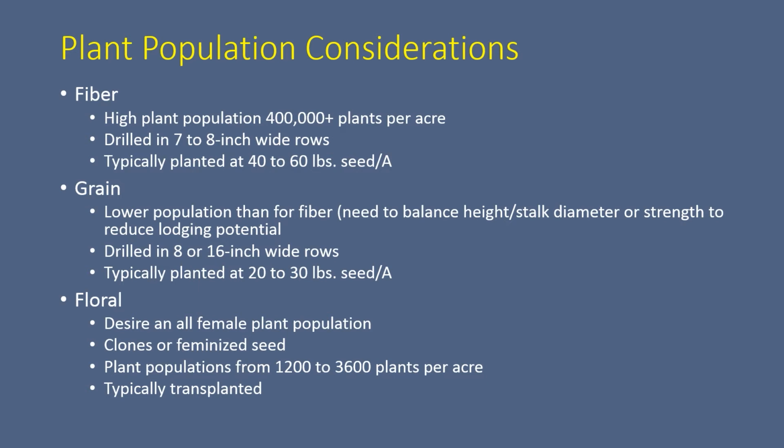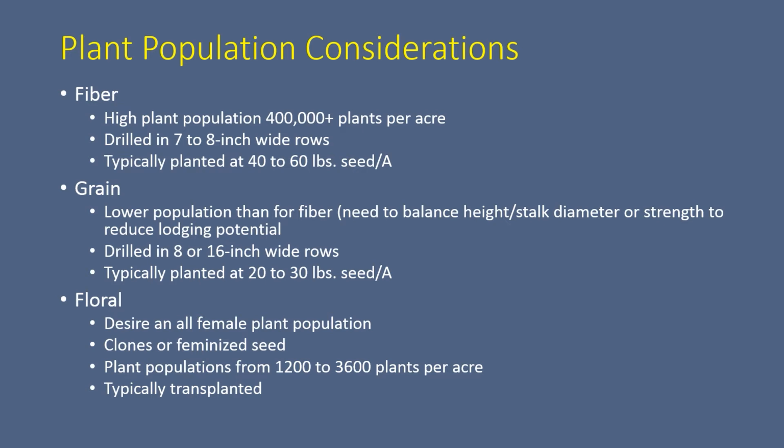So now that we've talked a little bit about how to measure it, let's talk about some of the different ways that we grow hemp or different products that we would use hemp for and how that might impact our plant population considerations. So for fiber production, we want a very high plant population, as much as 400, 500,000 plants per acre potentially, because what we want to try to do is to encourage that plant to grow tall and slender, to give us a small stem diameter, to give us the best quality of fiber out of that.